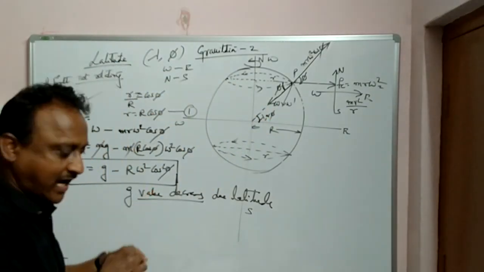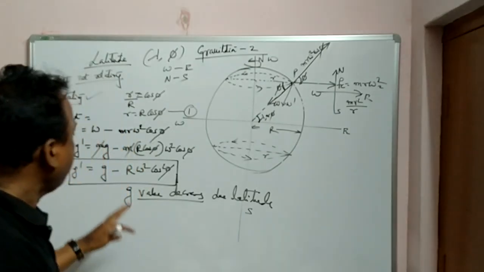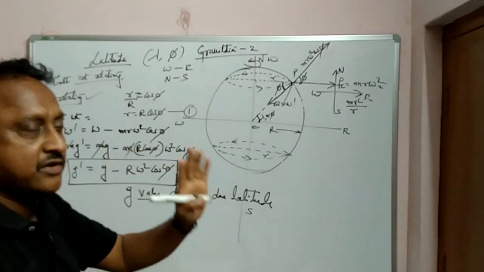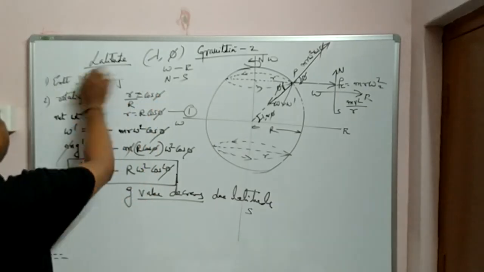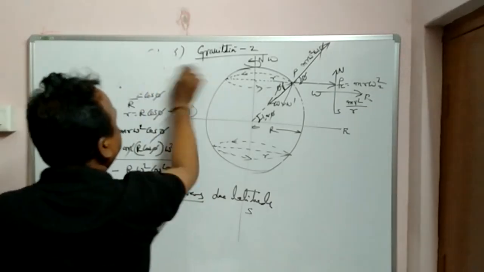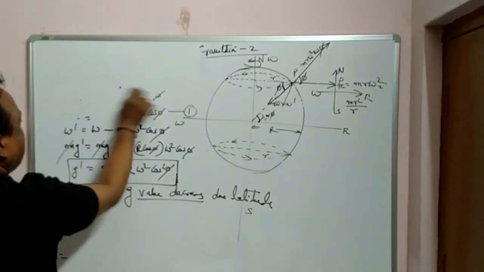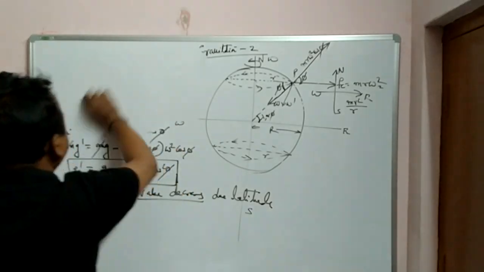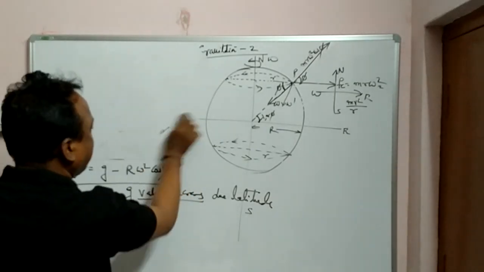Now there are some corollaries, please copy. Suppose if phi is equal to 0, if phi is equal to 90, we will comment now. So this is the derivation for latitude. Now by using this equation, we will see what happens to the value of G at the poles.